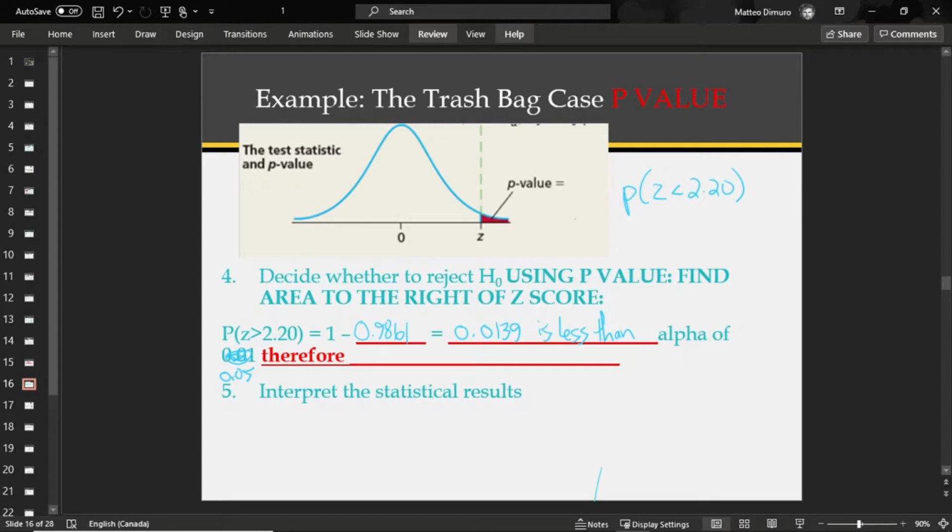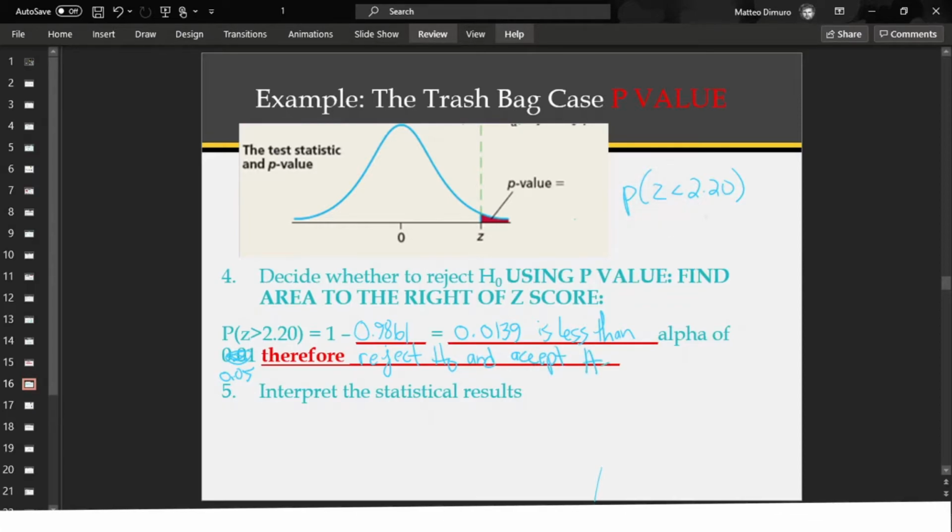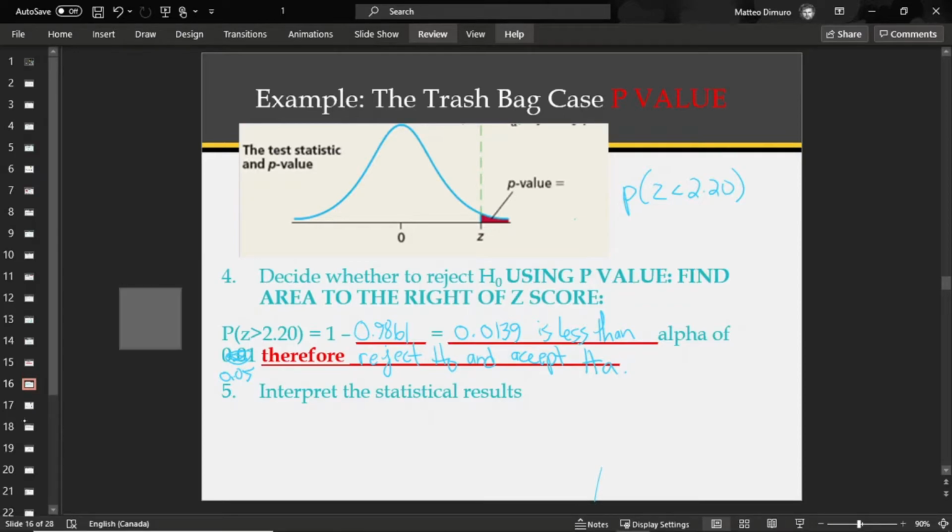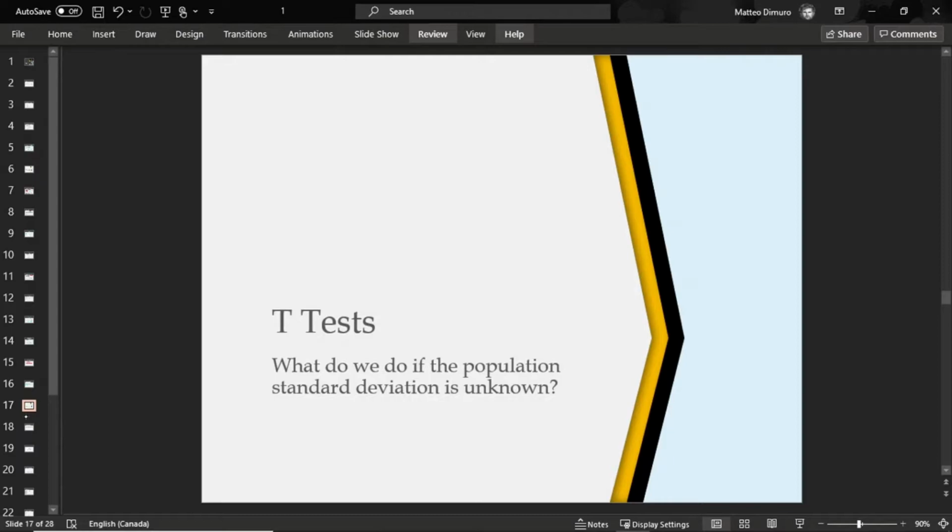So since this number is less than the alpha value, we therefore reject H0 and accept HA. And then interpret the statistical results, so we can still say that the mean breaking strength of the new bags exceeds 25 kilograms. So that's how you use p-values. You'd probably get a question on that somewhere on the test or midterm or exam.